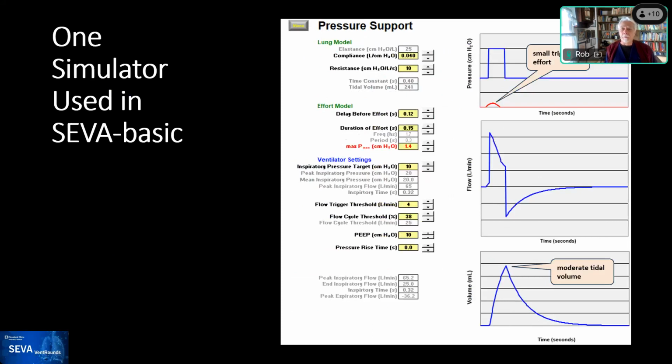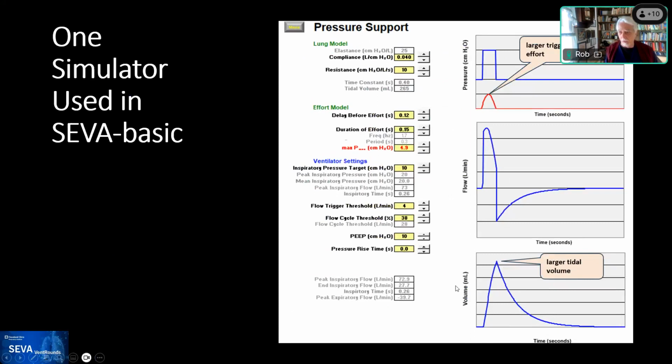Now here we have the pressure support mode. And again, the same ventilator settings. In this case, you can set the flow cycle threshold because there's no set inspiratory time. Here we see a small inspiratory effort and a moderate tidal volume. But if you go to a larger trigger effort, you get an effect on the inspiratory time and you get a much larger tidal volume.